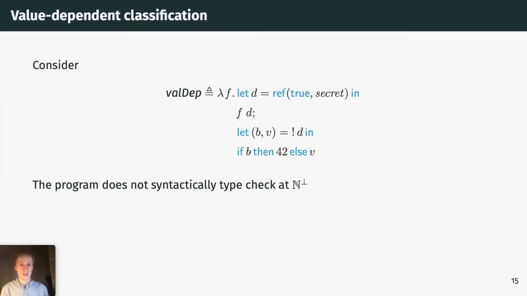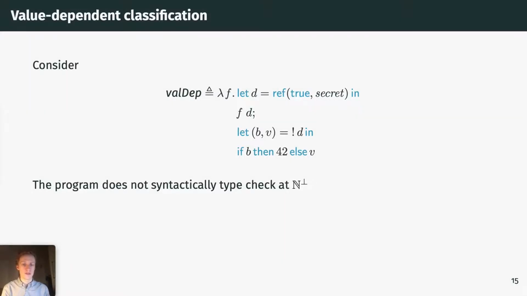The crucial observation here is that this program simply does not syntactically type check at a public natural number. The reason is that the type system is simply not capable of seeing the relationship between the Boolean true and the secret in the second projection. The program intuitively maintains an invariant that says that if the first projection of the pair is true, then the second projection is secret, and if the first projection is false, then the second projection is public.